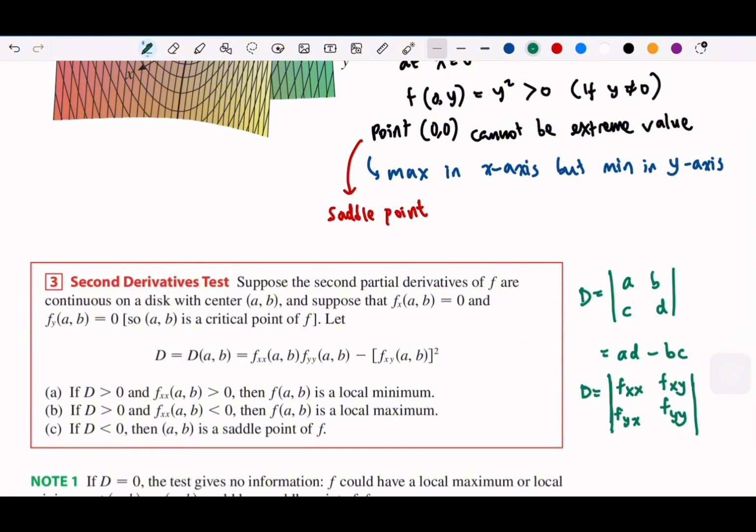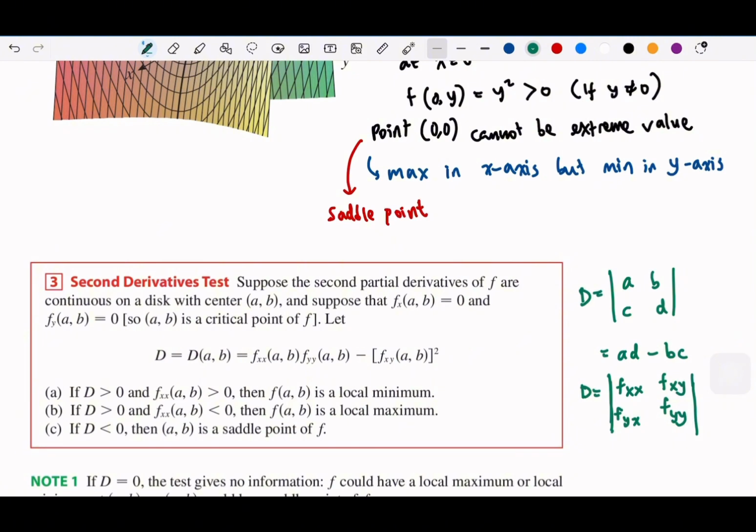So if D is positive, suppose that we have the function defined and we determine the critical points. There can be more than one, maybe 2, 3, or 4. So we need to test every critical point. If, when we put it here, the calculation becomes positive, we have these two possibilities.